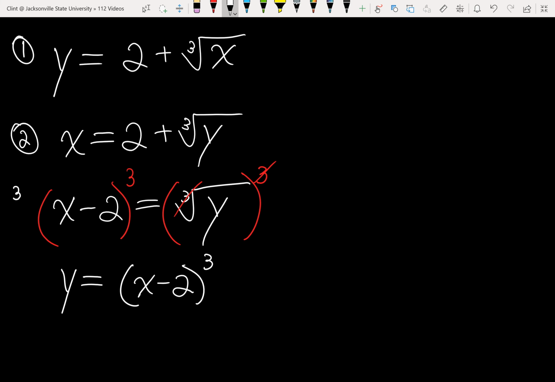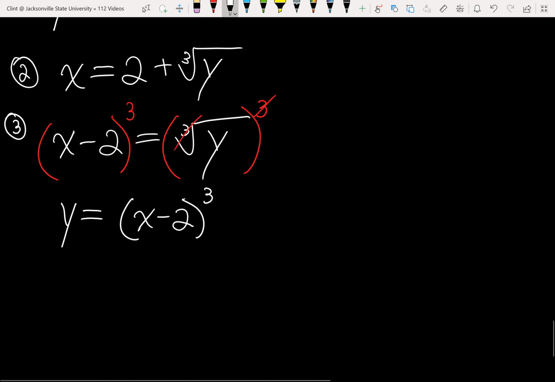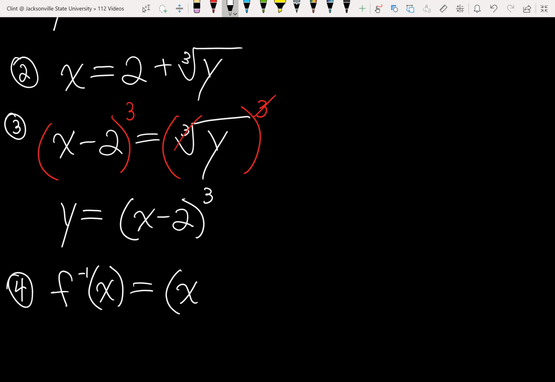Oh, and I forgot to number this step. Okay, and then the last step, step number 4. Instead of y, we call it f inverse of x. Is x minus 2 to the third power.